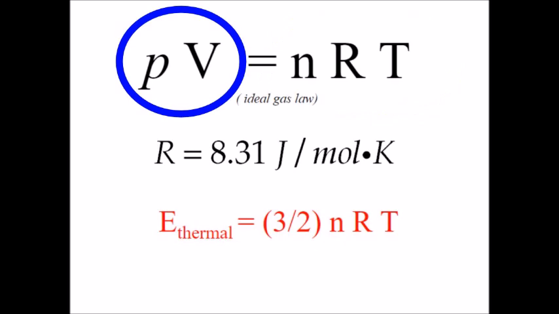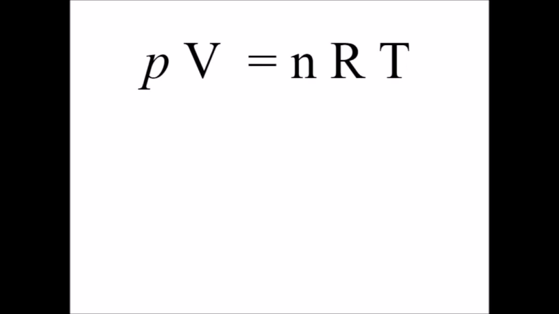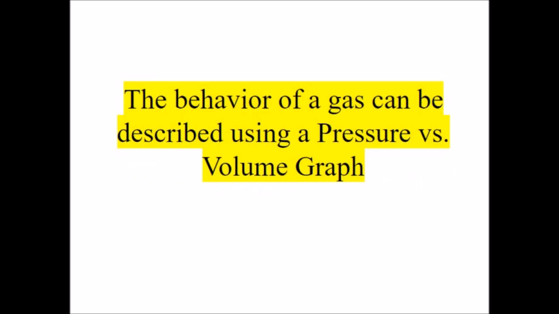Is PV also an energy type equation? Well, what is PV? Pressure is force per area measured in newtons per meter squared. Volume measured in meters cubed. So you multiply pressure times volume, you get Newton meters. Reminds me of work. Work also measured in Newton meters. So PV equals nRT. Rolls off the tongue, doesn't it? PV equals nRT. The ideal gas law is an energy equation, like the first law of thermodynamics is an energy equation. And now we can talk about the behavior of a gas being described using a pressure versus volume graph.